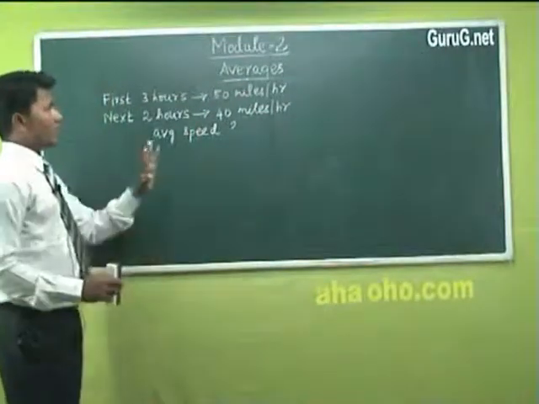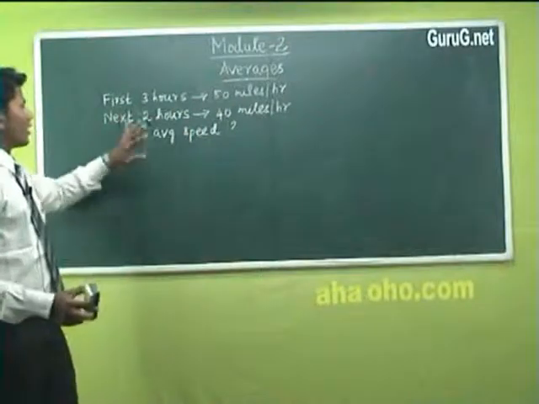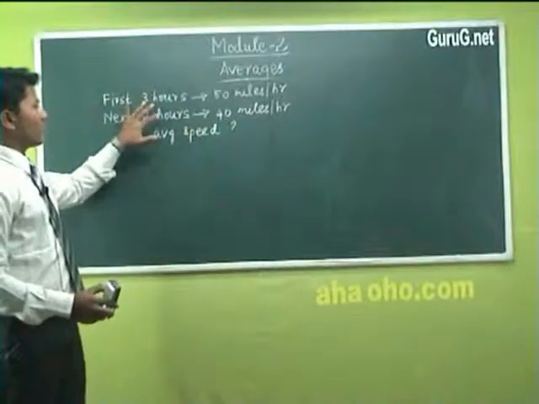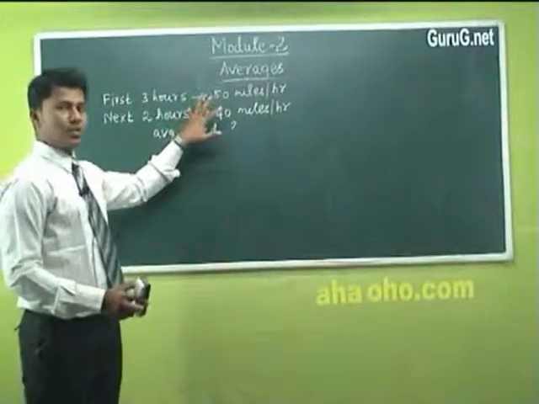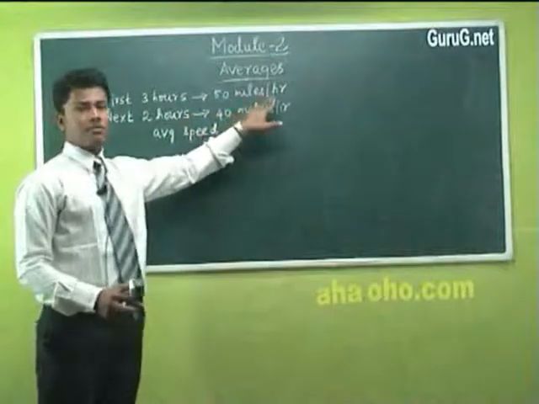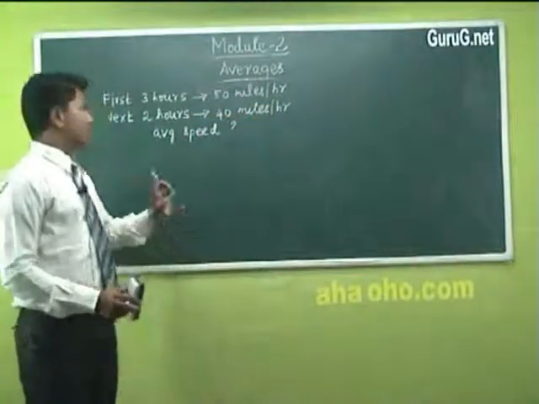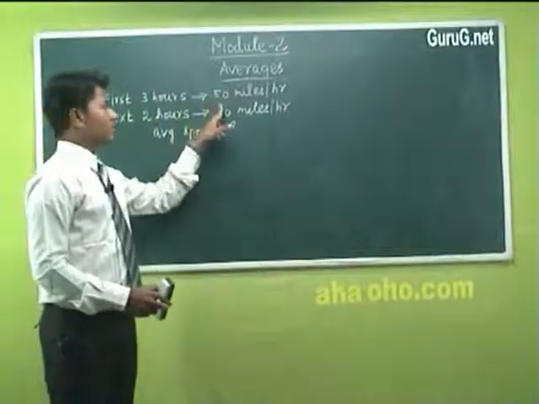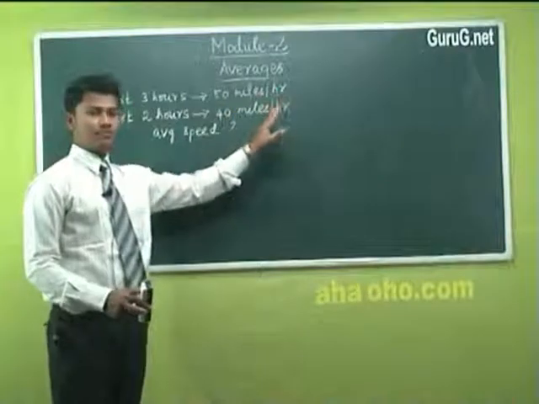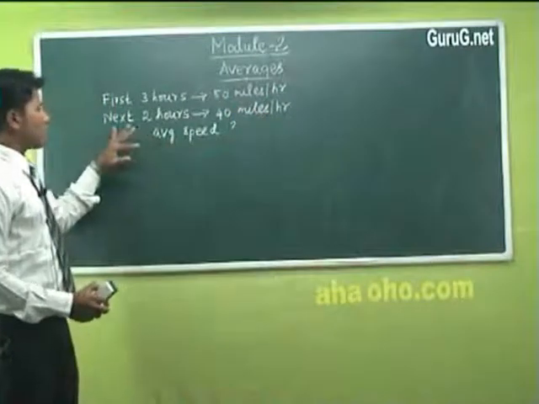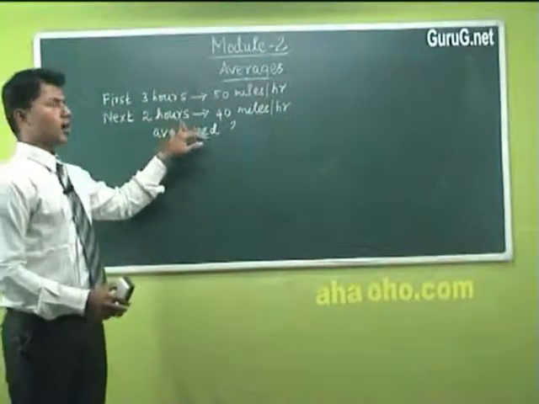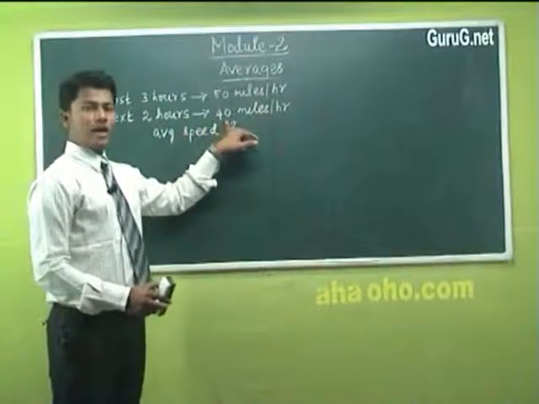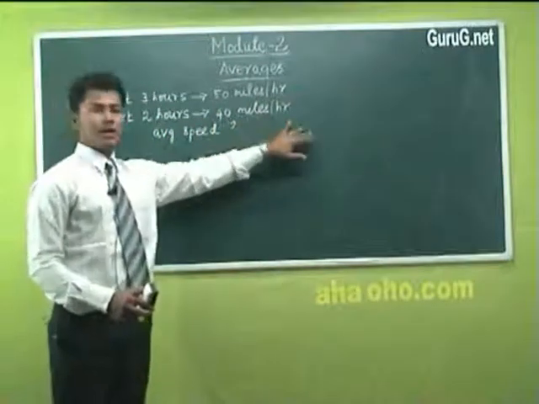It is given a person is traveling for the first 3 hours with a speed of 50 miles per hour. So Justin is driving the vehicle for the first 3 hours at a speed of 50 miles per hour. Now Justin is driving the vehicle for the next 2 hours at an average speed of 40 miles per hour.